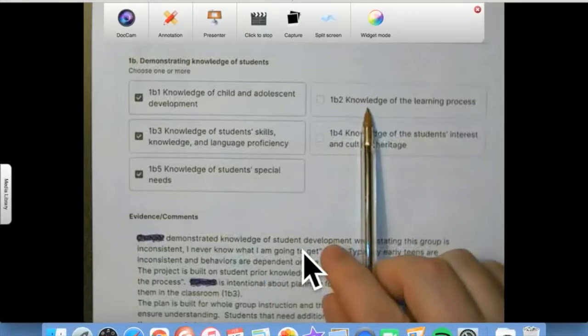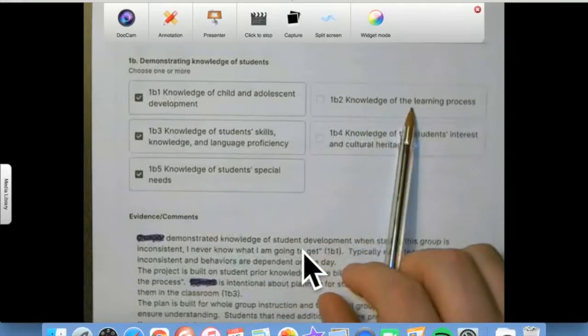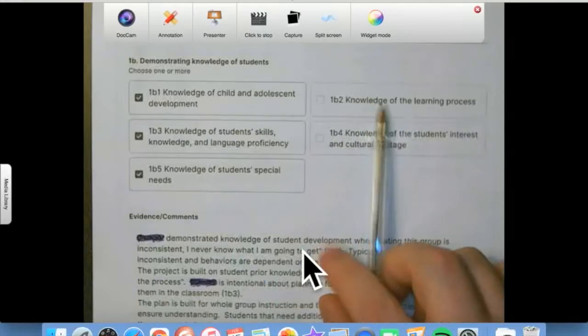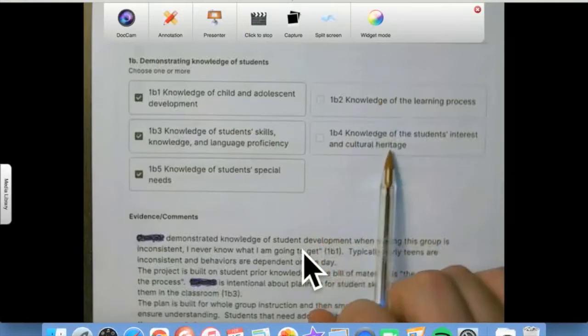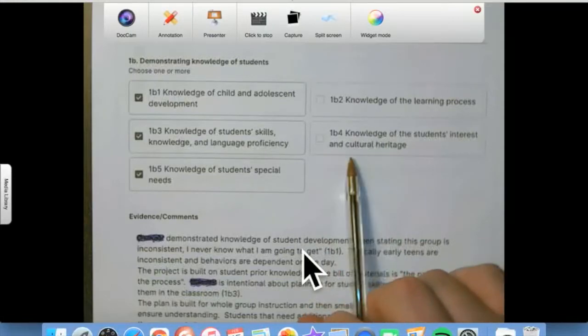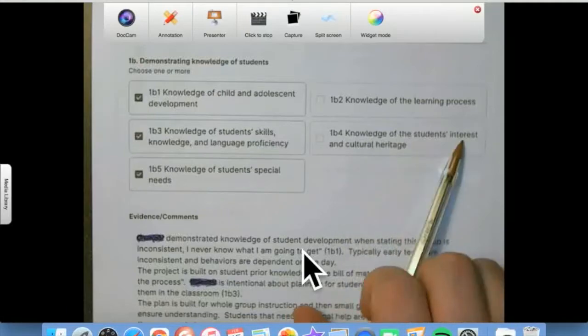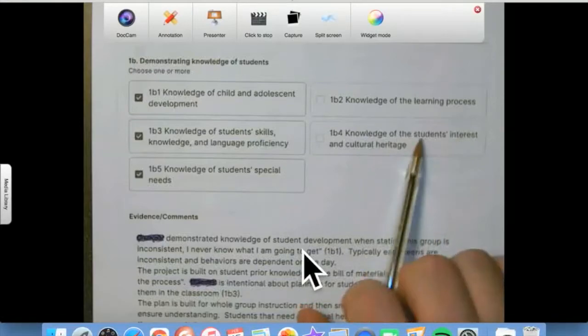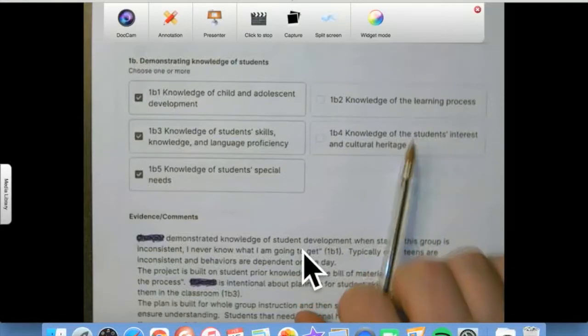This one here, knowledge of the learning process. In this case, it probably just didn't come up in the conversation, so it couldn't be checked off. Cultural heritage doesn't have a whole lot to do with this lesson, and interest, that could go either way. This one's a little vague, and it didn't come up in the conversation, so that one doesn't get a check mark either.